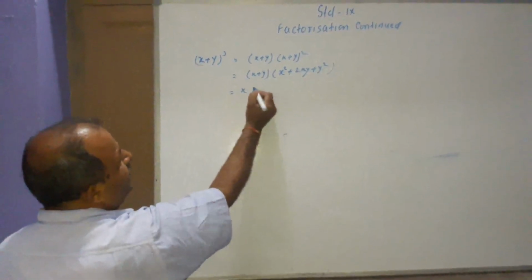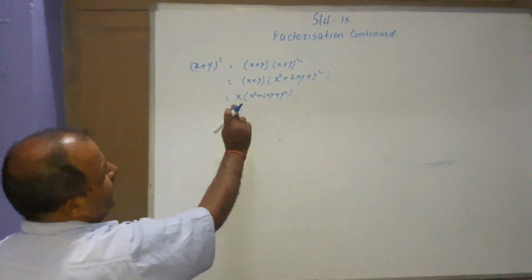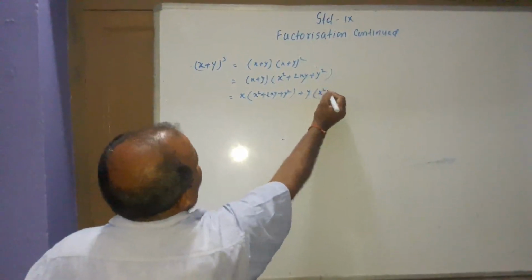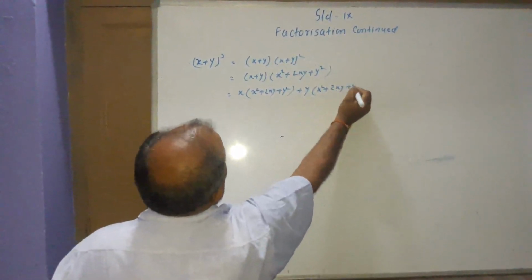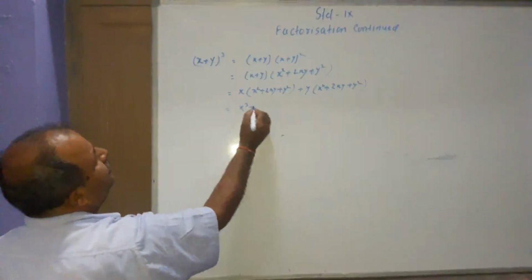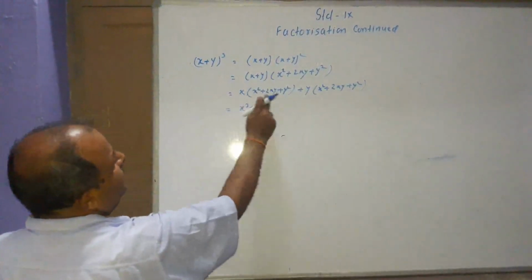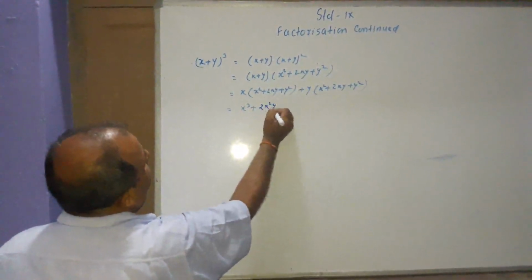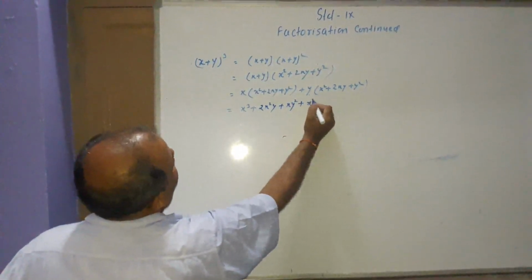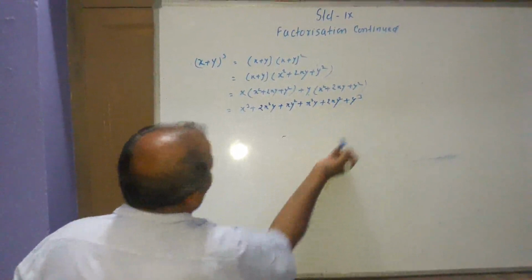Now we have to multiply x square plus 2xy plus y square by x plus y. Then we write x plus y and x square plus 2xy plus y square. On multiplying we get x cube, 2x square y, x into 2xy, that is 2x square y, plus xy square, y into x square, this will give x square y, this will give 2xy square and y cube.